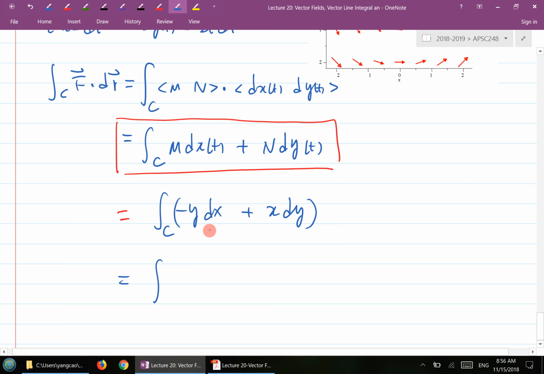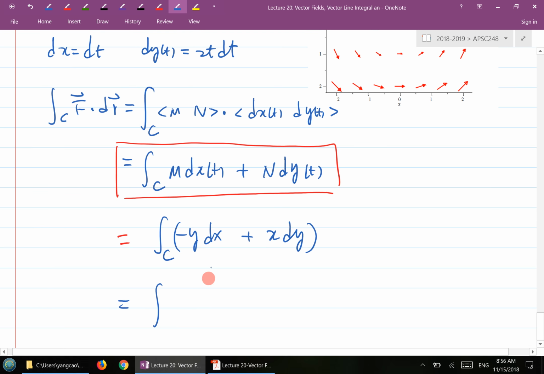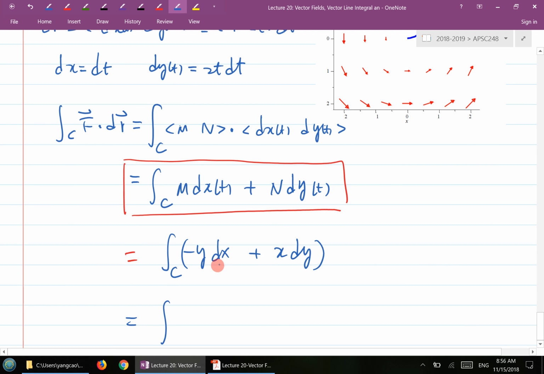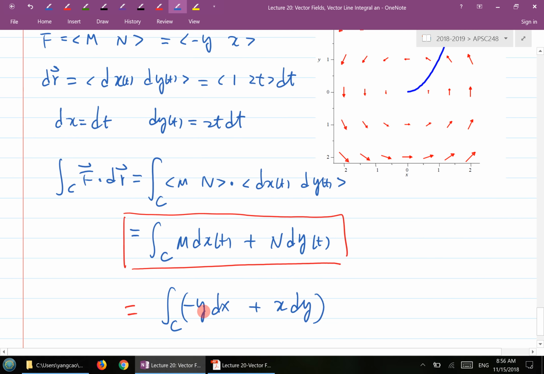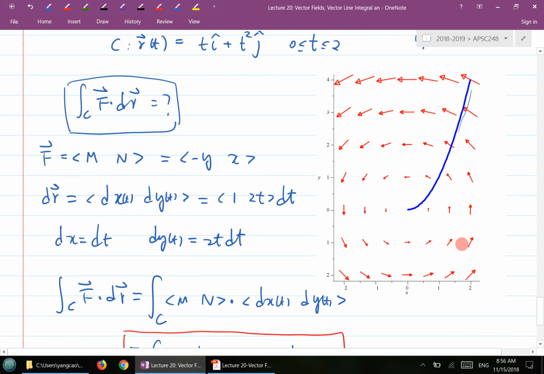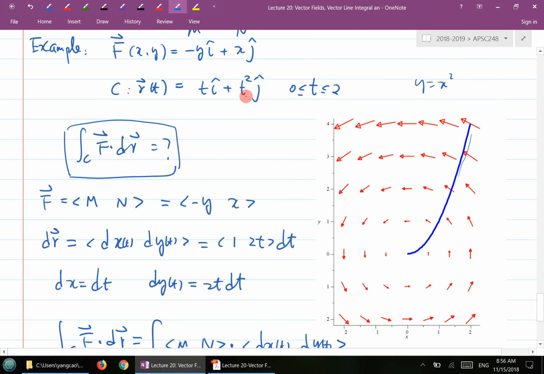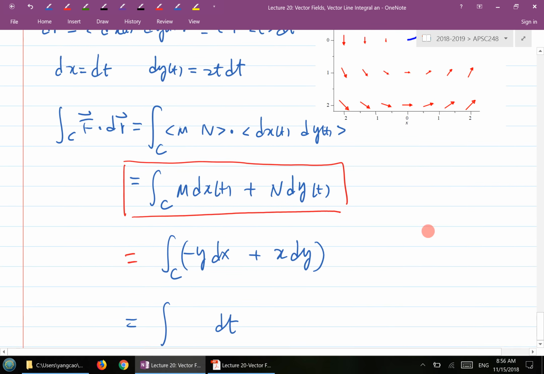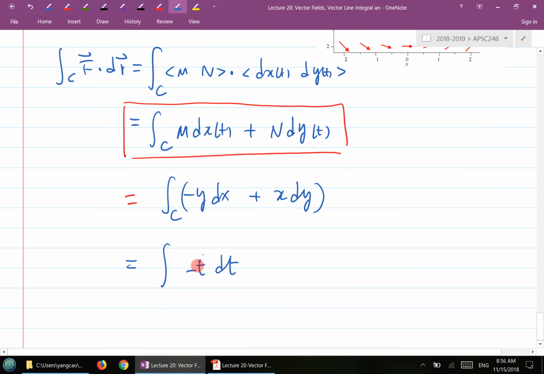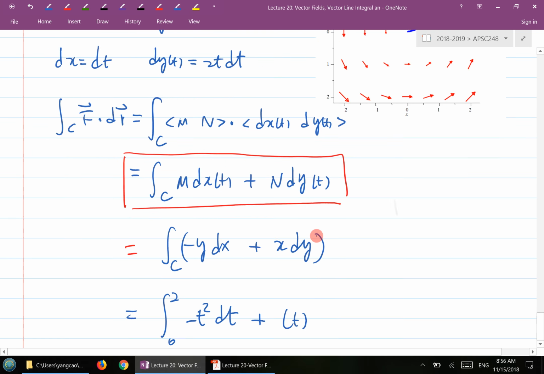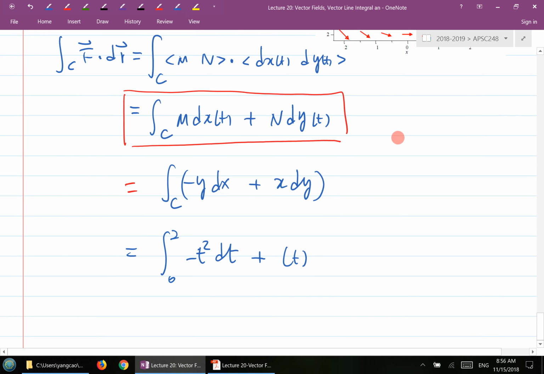So now I'm putting everything together. dx, as we've shown here, is dt. And y, you replace the y with the y of t at here, which is t squared. And it goes from 0 to 2, of course. And plus the second one here, x is replaced with a t, and dy is replaced, as we did, 2t dt.